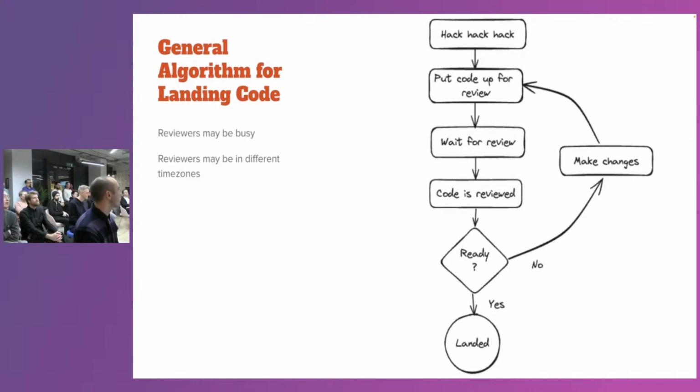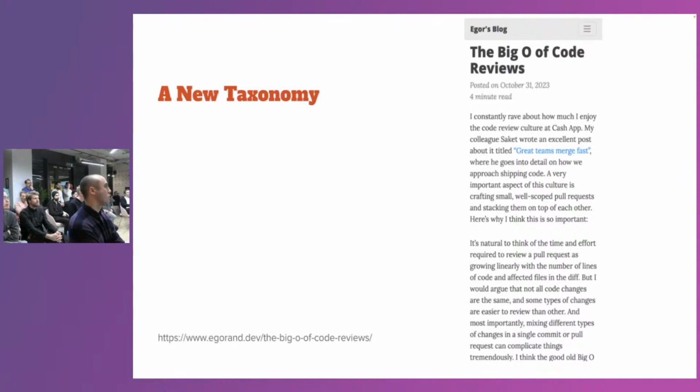And then the code is finally reviewed, and then you decide whether the code is going to be approved. If it's not, you have to make changes, and you have to go and put the code back up for review, and you have to do all that again. And then finally you get to land the code, maybe after one or two loops around that loop. Okay, so I came across this, I don't know, in October. Ali came across it years ago.